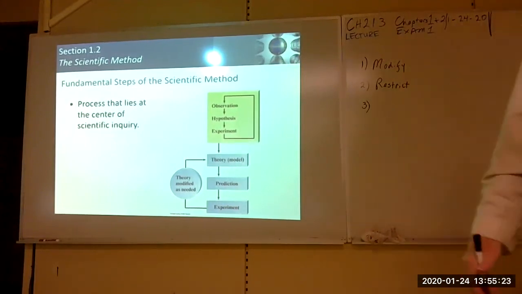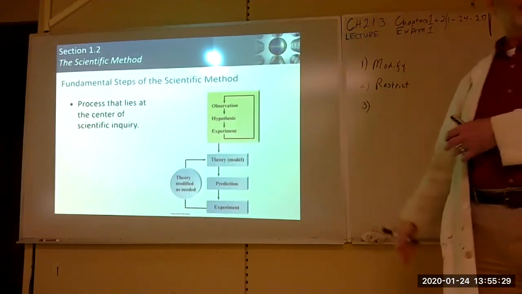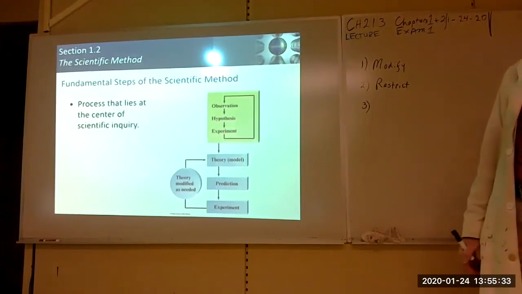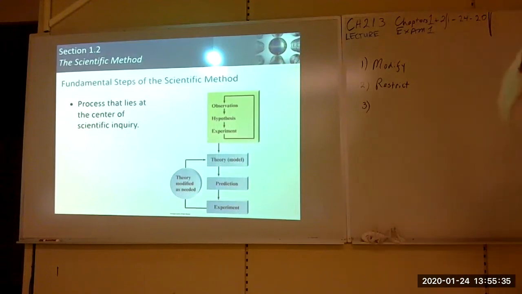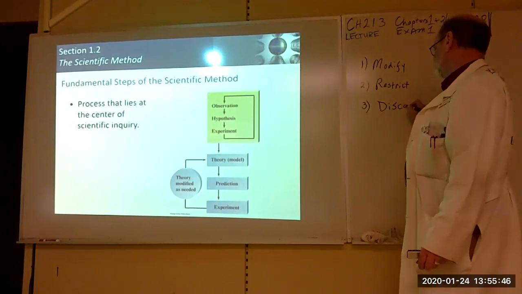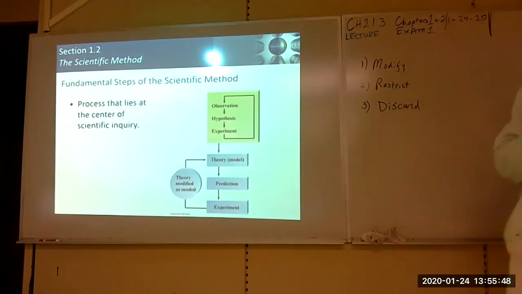For subatomic particles, you go to quantum theory. And for black holes, you go to relativity. And Einstein spent the rest of his life trying to unify all those theories into one. He never succeeded. Nobody has yet, actually. Your other option is to discard, throw it out, and start over again. Sometimes you have to do that.